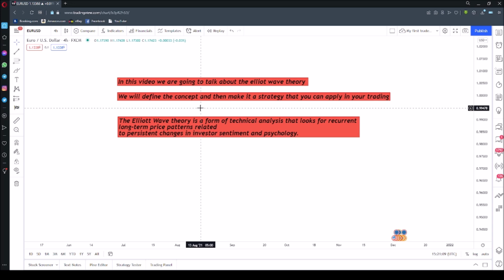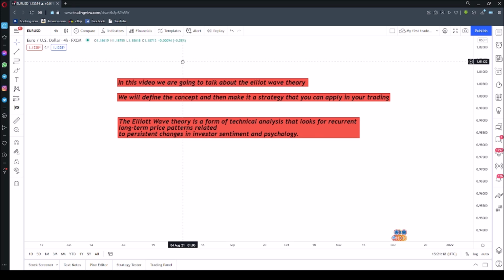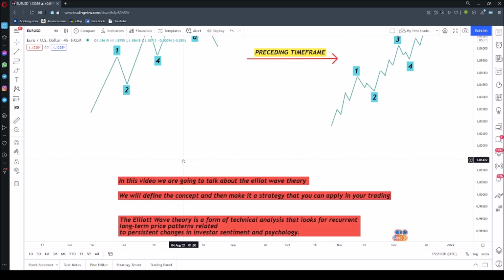On that note, let's actually jump into today's content. So the Elliott Wave theory is actually a form of institutional trading concept. So let's describe what it is.